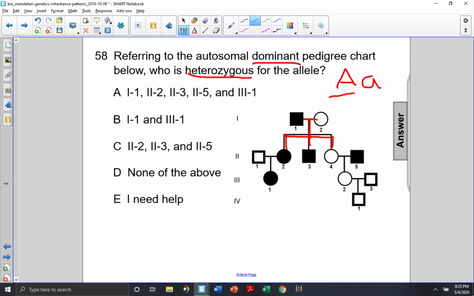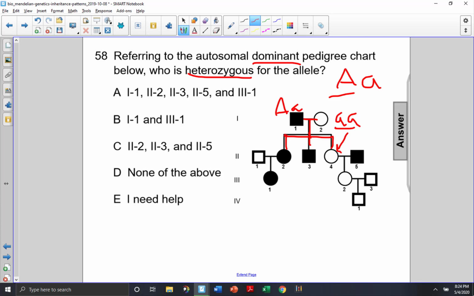And individual 2 is homozygous recessive, so that's little a. Therefore, individual 1 has to be a heterozygote because individual 4 is also homozygous recessive. Therefore, individual 4 has received one recessive allele from mom, one recessive from dad. So individual 1 is a heterozygous individual.